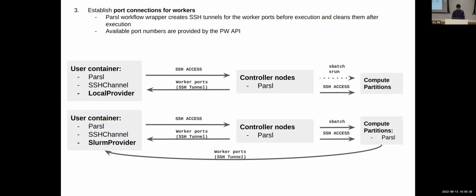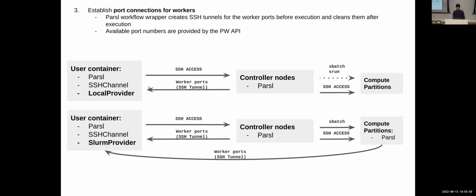And finally, to establish the port connections for the workers, the Parsl workflow wrapper creates SSH tunnels for the worker ports before execution and cleans them after execution. And these are available ports that are provided by the API. And I'm showing an example using the local provider and the Slurm provider.